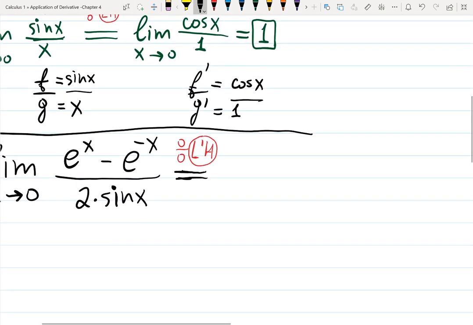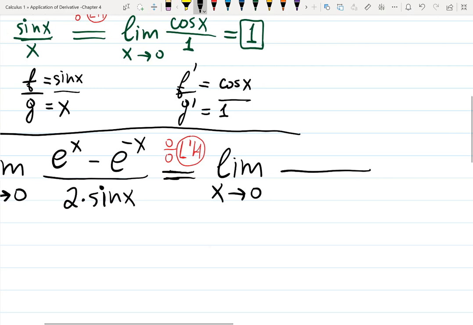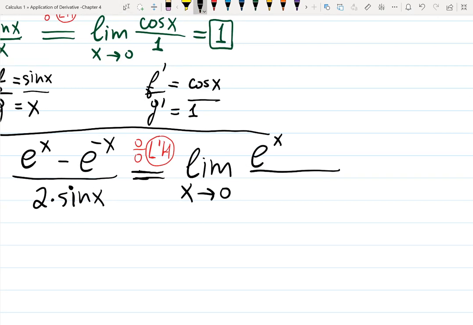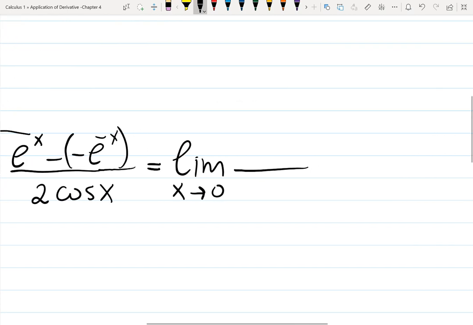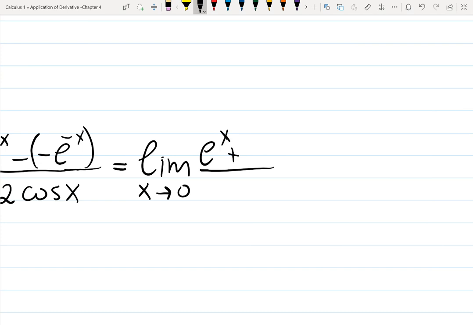Then, instead of working with original functions, I will just differentiate each function at the top and at the bottom of the fraction. E to the x gives me e to the x, minus e to the minus x gives me minus e to the minus x due to chain rule. Copy the function e to the minus x times the derivative of the exponent minus x, which is -1. Derivative of the function at the bottom gives me 2 cosine x. Now the limit becomes, as x approaches 0, e to the x plus e to the minus x over 2 cosine x.